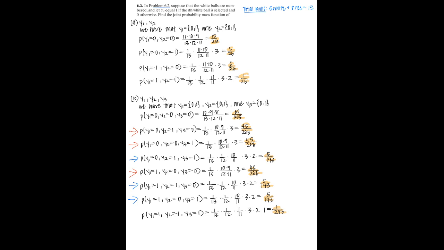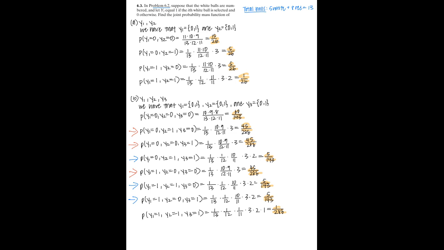Nice. I can go. This is 6.3. It follows Catherine's problem of 6.2. In problem 6.2, suppose that the white balls are numbered, and let Yi equal 1 if the ith white ball is selected and 0 otherwise. Find the joint probability mass function of Y1 and Y2.